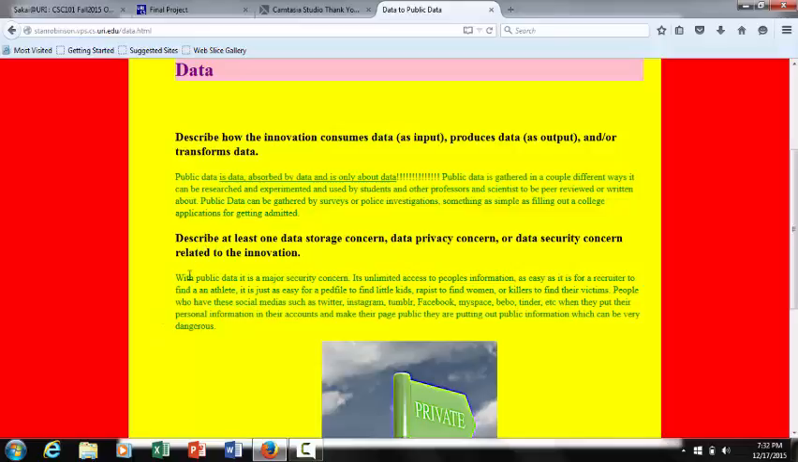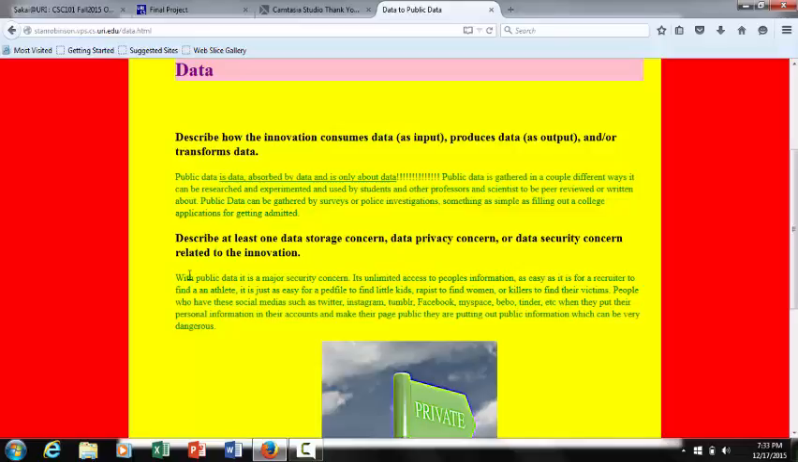Public data is definitely data. It's absorbed by data, and it's only about data. Data is gathered in a couple of different ways. It can be researched and experimented and used by students and other professors and scientists to be peer reviewed or written about. Public data can be gathered by surveys or police investigations. Something as simple as filling out a college application for getting admitted.